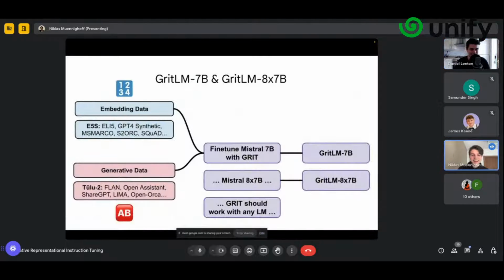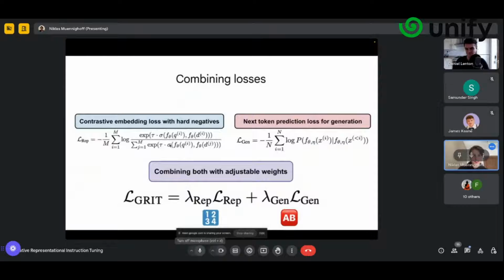I have many more slides. But maybe one more point I wanted to make here is, in addition to the hard negatives, there's also in-batch negatives. So we also contrasted from all the other samples in the batch. And that's why for the contrastive loss, it's always important to have a big batch size so that you have more negatives.